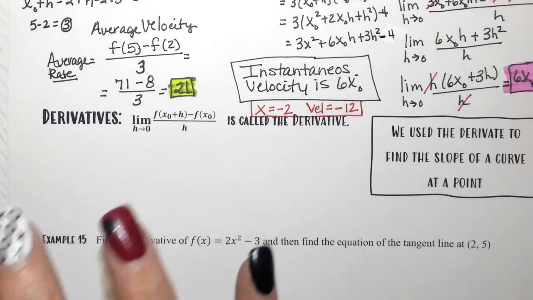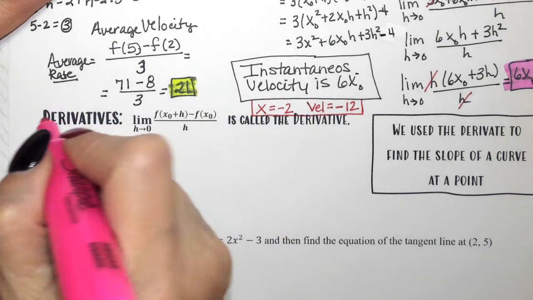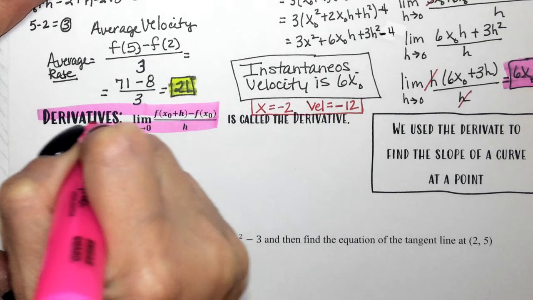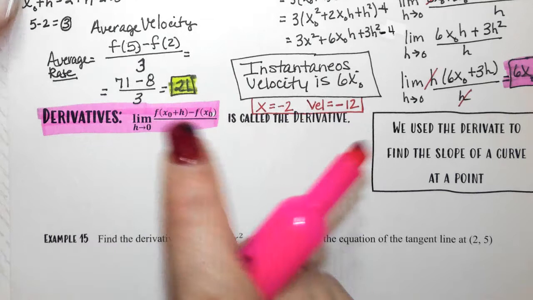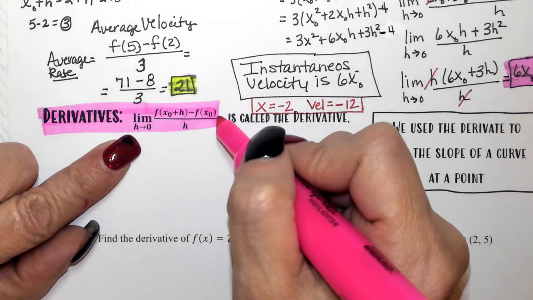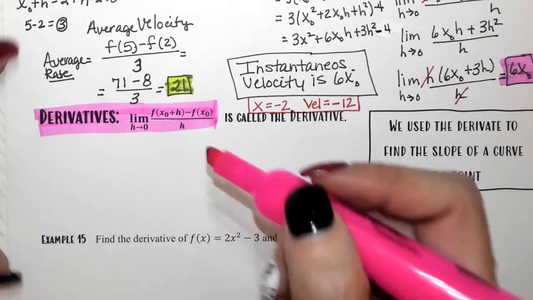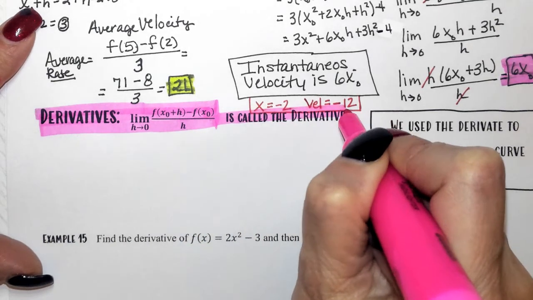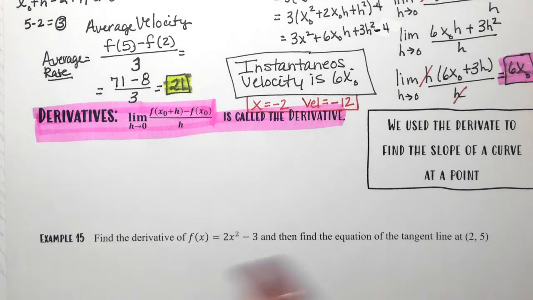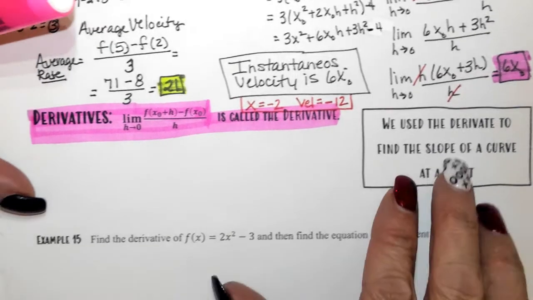And what we are, in essence, finding is a word that I don't know if you've had before. When you are finding the limit as h approaches 0 of f of x naught plus h minus f of x naught over h, you are finding a derivative. It has a name. We haven't called it that yet, but that's what it's called. It is called a derivative. We used the derivative to find the slope of a curve at a point.